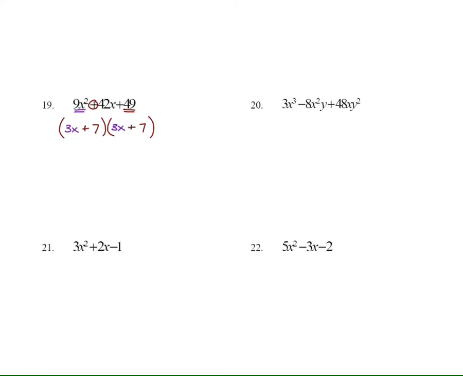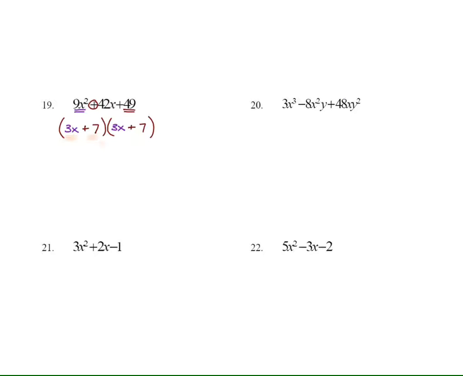Now the reason why it's called a perfect square trinomial is, if you think about what 3x times 7 is, if you just multiply the terms together that are inside one of your binomials, so if I multiply 3x and 7, I get 21x. If you take 21x and double it, you get the middle term. That's why it's called a perfect square trinomial.